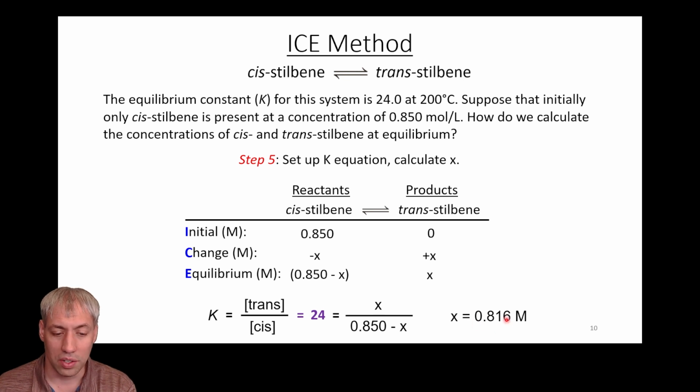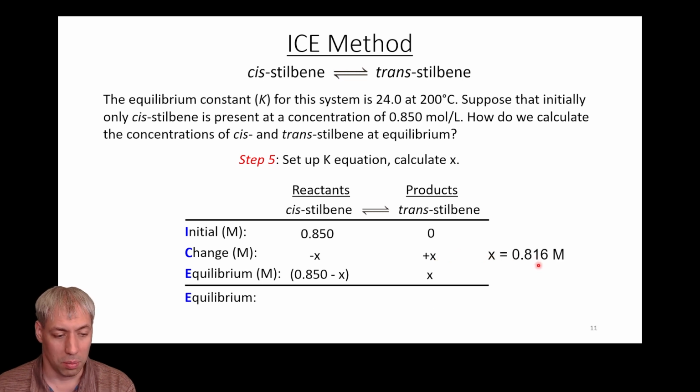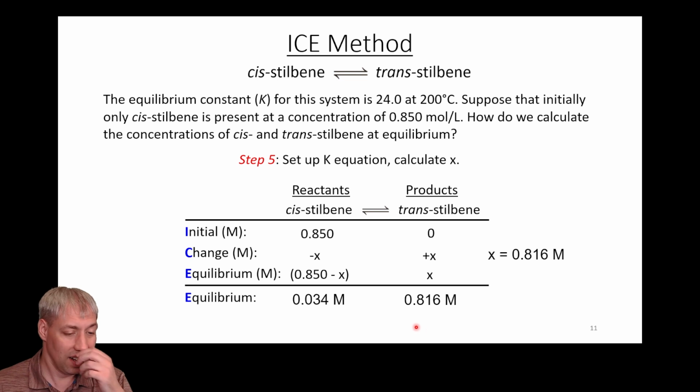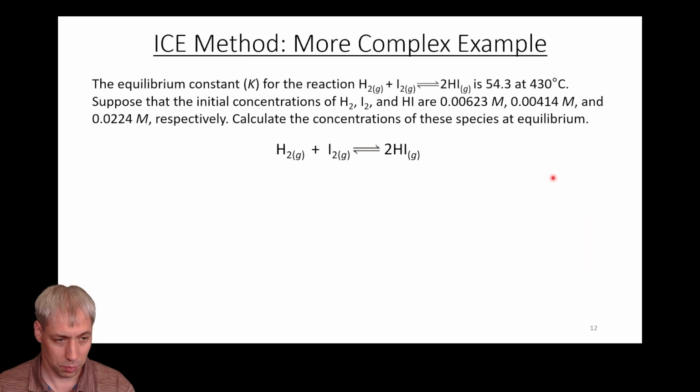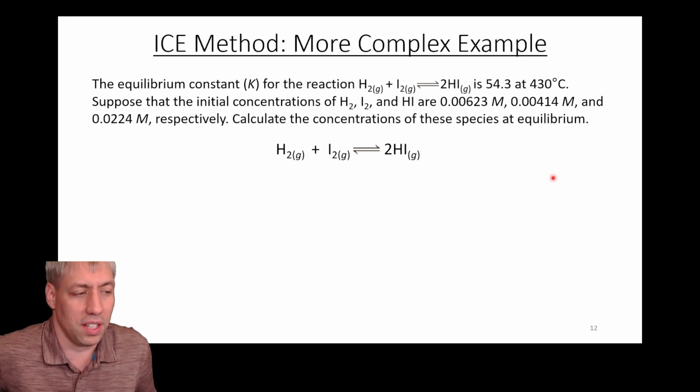So we know what the change is, 0.816. To get to equilibrium, it needs to decrease this by 0.816 and increase this by 0.816. We plug in 0.816 and we get our answer. This tells us the amount of trans-stilbene after it reaches equilibrium is 0.816, and the cis is 0.034. If you divide this by this, you get the number 24, which means it's at the equilibrium condition. So, really strong predictive capacity.